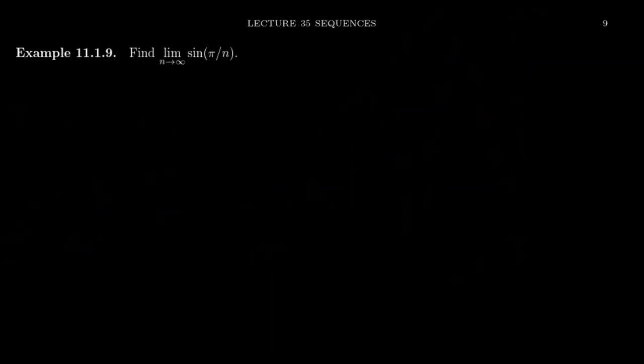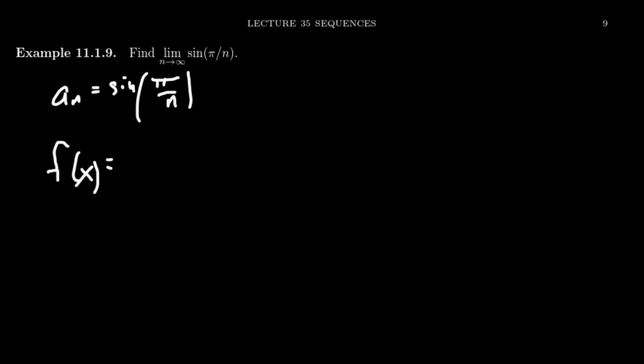But sometimes it's difficult to graph these sequences, or maybe we just don't want to. Oftentimes we can find the limit by comparing it to some continuous function, right? We have this sequence a sub n equals sine of pi over n, but it's probably not too difficult to also figure out that we could extend this sequence to a continuous function, f of x equals sine of pi over x. And so then we ask ourselves, what's the limit here?